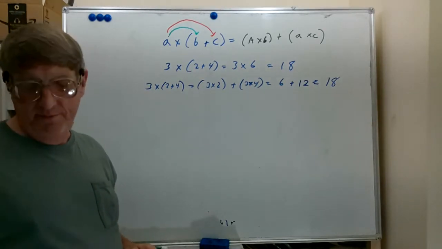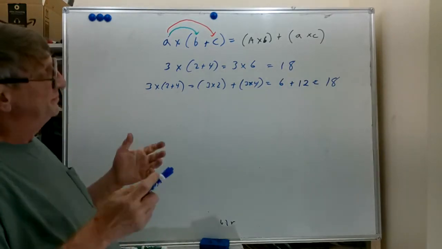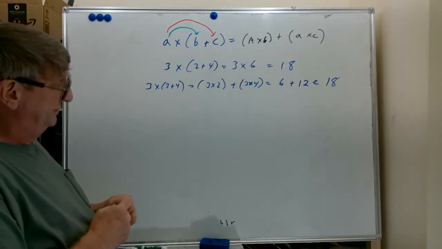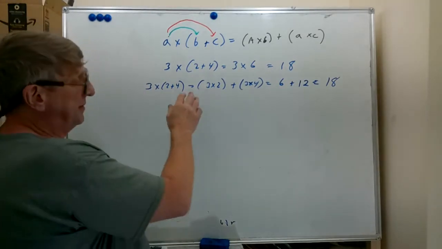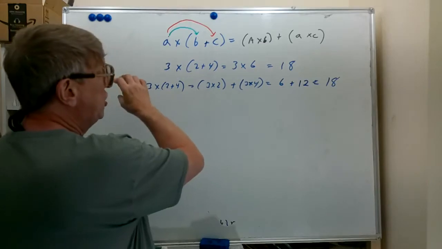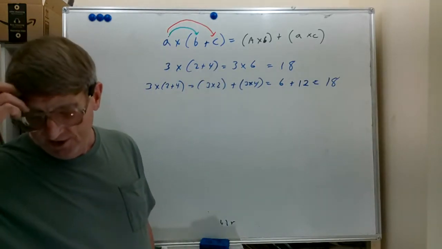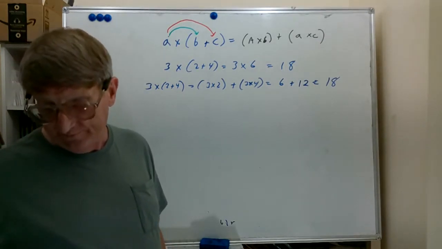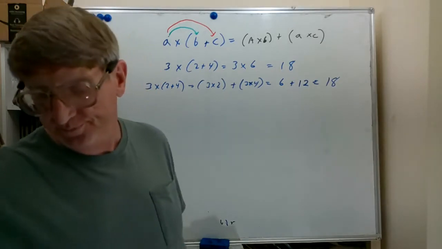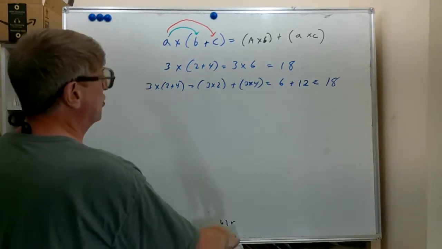Now sometimes, this was a simple example. It didn't really matter. It was pretty easy to do it this way. But sometimes we have complicated expressions. Using the distributive property can make your life simpler to do this stuff. So let's do one more little example.